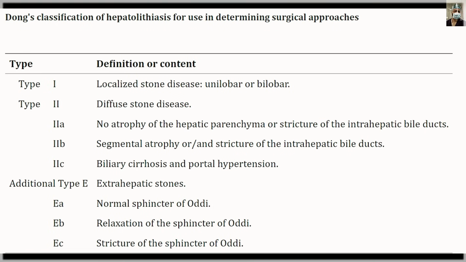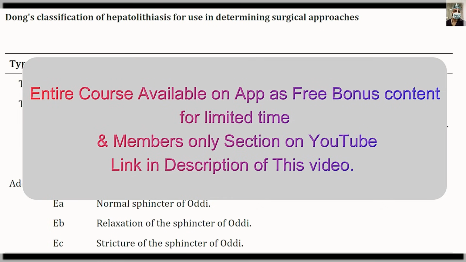And if there are extrahepatic stones, it will be EA when the sphincter of Oddi is normal, and EB for relaxation of the sphincter of Oddi. Friends, these are a bit confusing classifications, but I can't help you out about these, and you have to just remember them. See this video time and again, just memorize them by heart, so you will remember the word by word content.